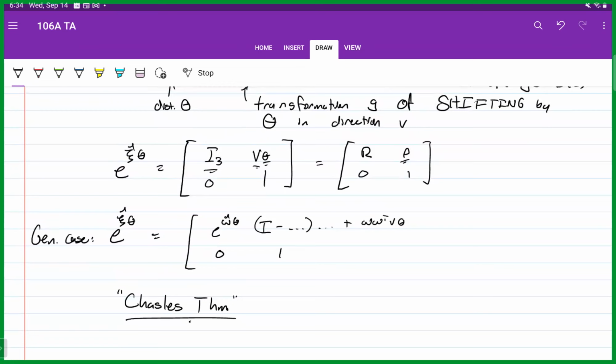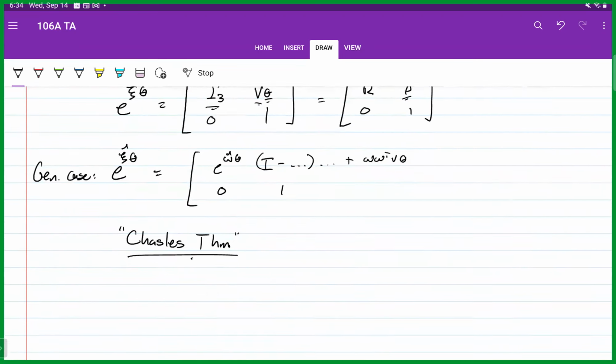So as long as you find that twist xi hat, the good thing about the satellite problem is that the axis of rotation goes straight to the origin. So if you're looking for a point on the axis of rotation, you could just use 0, 0, 0, and a lot of terms will drop out because of that.